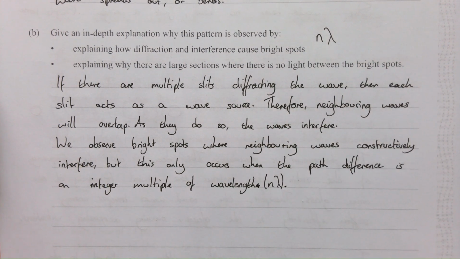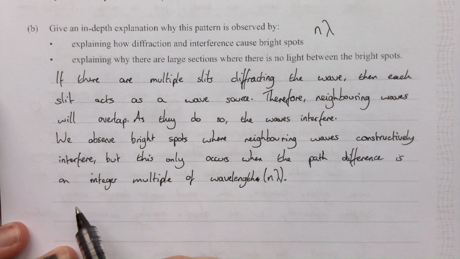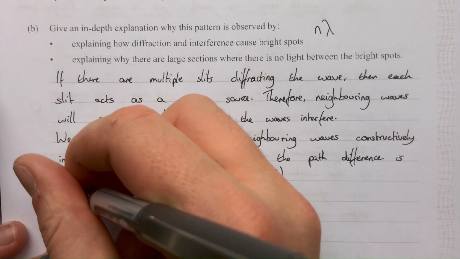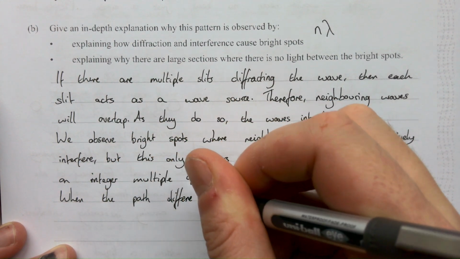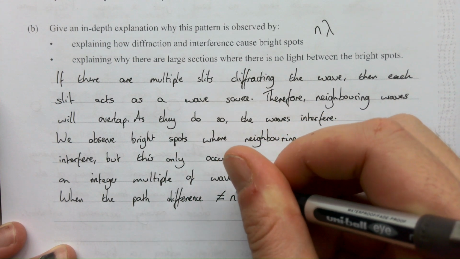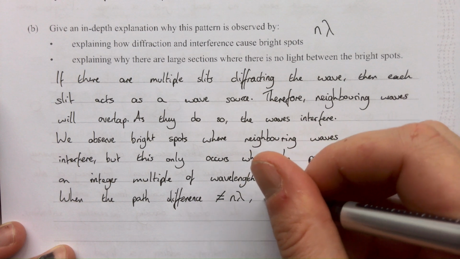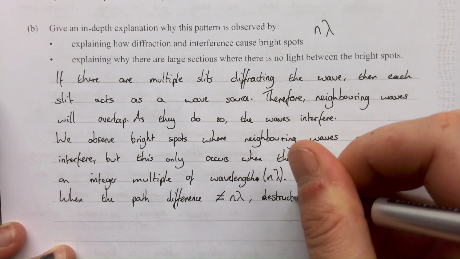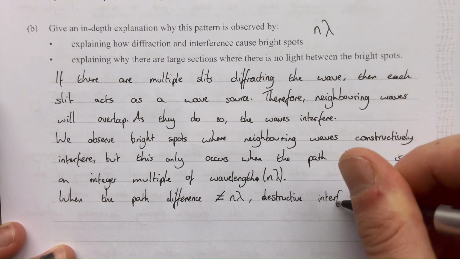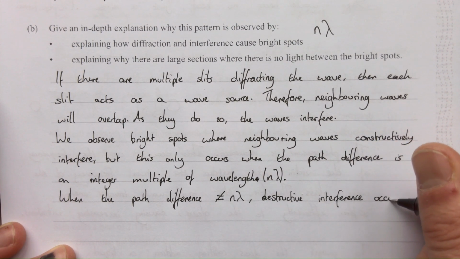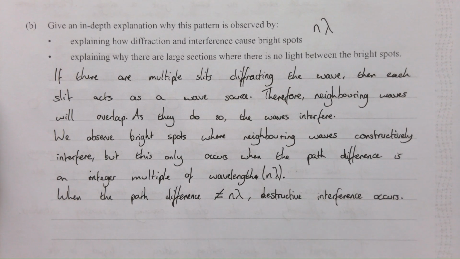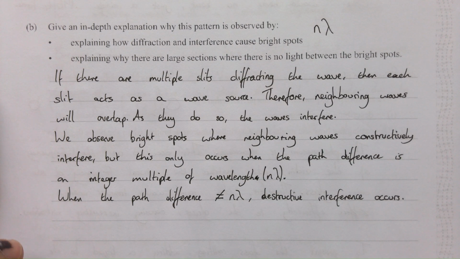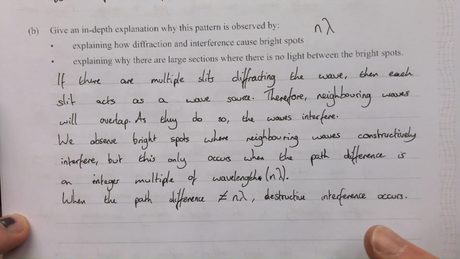Now we need to explain why we get large dark areas. When the path difference doesn't equal n lambda, destructive interference occurs. So we've got this idea that as soon as we have non-integer multiples of lambda, we get destructive interference.